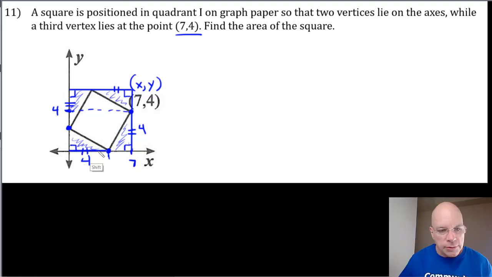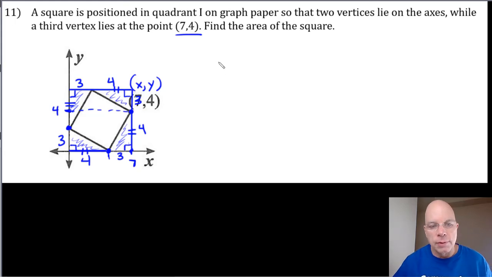If this horizontal distance is 4 and this total horizontal distance to this point is 7, then this must be 3. And so all of these right triangles have legs of length 3 and 4. We confirm that again: this is 3 plus 4, this is 7 up here. Okay, so let me just draw one of these right triangles off to the side.